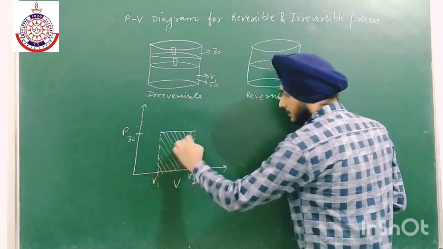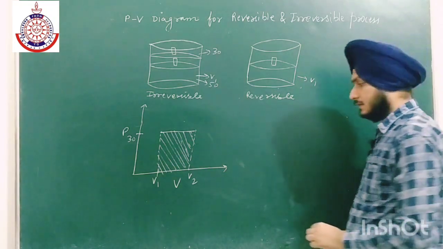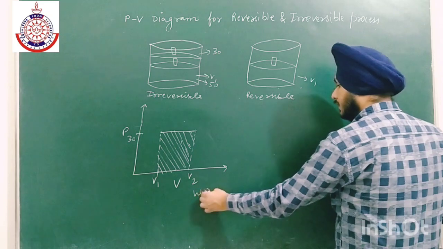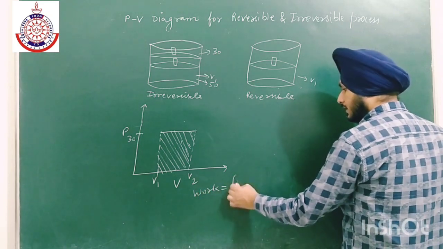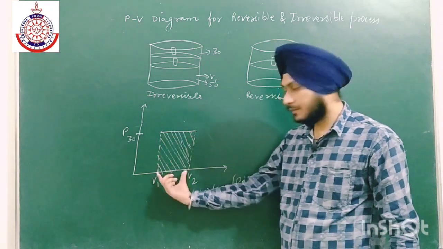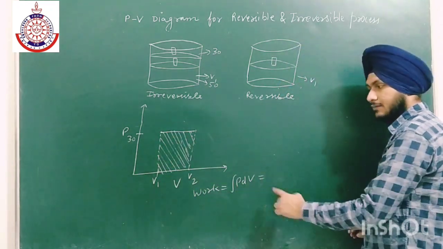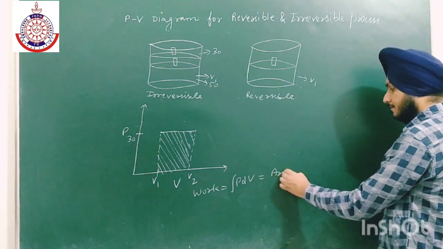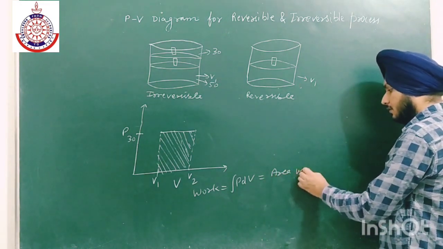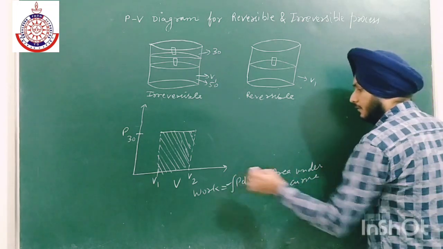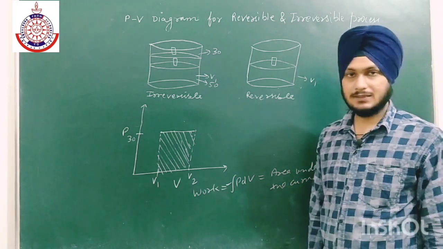Okay, this area under the curve will give us the value of the work, because work is nothing but the area under the curve, which is the integration of P delta V, P into delta V, the change. We just have to multiply length into breadth. So the area under the curve will give us the value of work. Here we have a minus sign, because we are taking the expansion case.